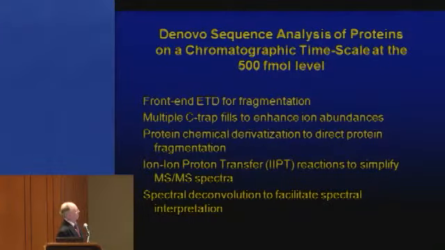We can alter the abundances. We don't have to average anything. We're just going to have multiple fills on the C-trap, and we can select the ions that we do the multiple fills on. So we don't have to put all the ions down there, just the ones we want to interrogate.